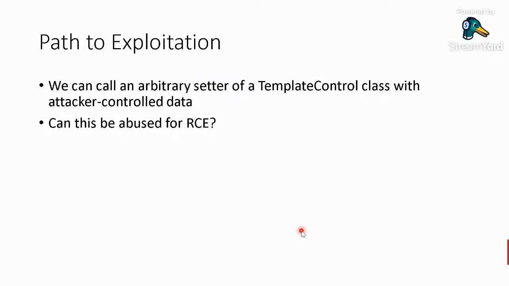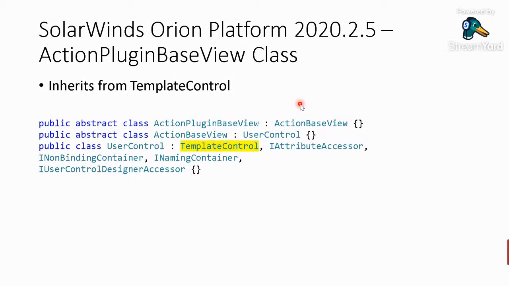But okay, so far what we saw is we're able to call an arbitrary setter function. So a setter is basically any function that sets a property of a class. And in this case, that class is of type template control. So, okay, we can set any property of this one class with any value. How do we get remote code execution? So if you dig enough into the code here, you find this nice class called action plugin base view. And if you look through the hierarchy, you'll see that eventually it inherits from this template control. So it's a type that we're allowed to send to control here.